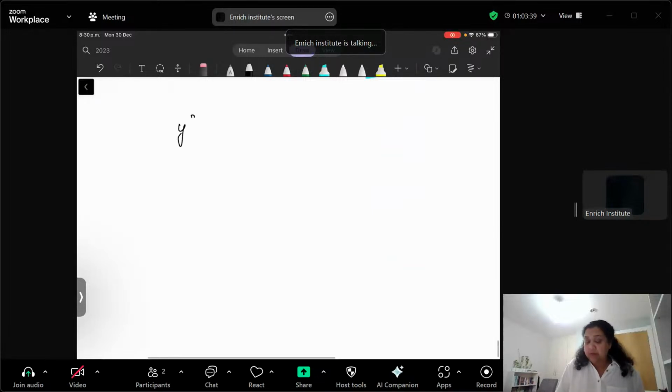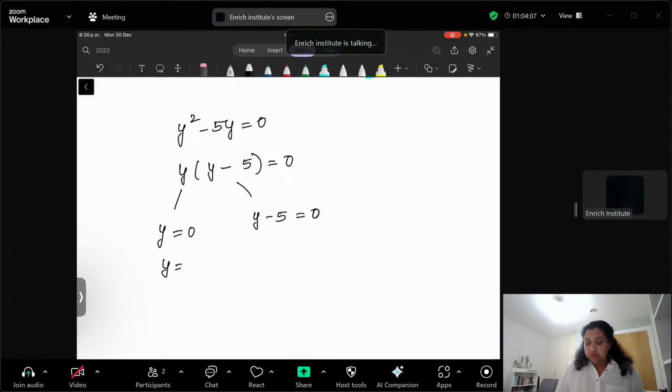Okay. Now, there's another one. For example, if I have y square minus 5y is equal to 0, how will you factorize this? What I can do is a common term is y. So I can take it as y bracket y minus 5 is equal to 0. And whenever I write like this, I have two terms here. So I can write this y is equal to 0, or I can write this y minus 5 is equal to 0. So this will become y is equal to 0 only. This will become y is equal to 5, because 5 we will take to this side.